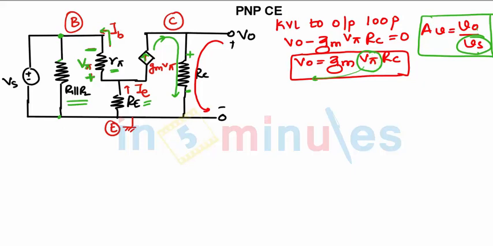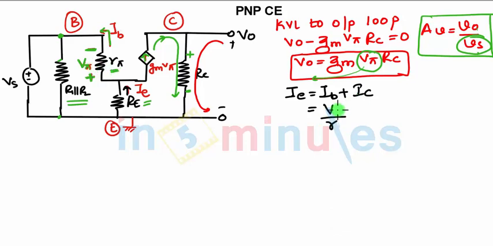Now when you look at the diagram, what is the total current flowing through RE? You can say it is a combination of IB and IC. I can say IE is nothing but IB plus IC. How can I write IB as current? How do I write current? Voltage upon resistance.